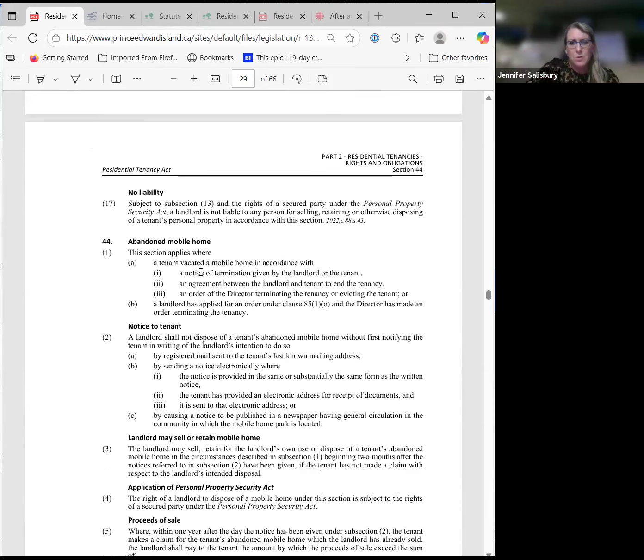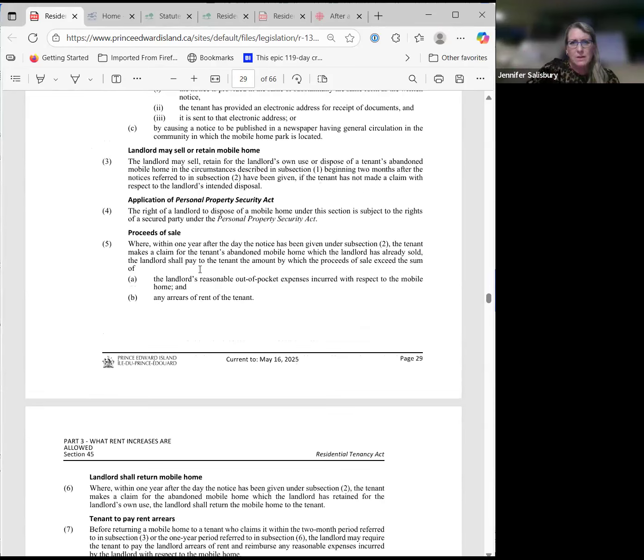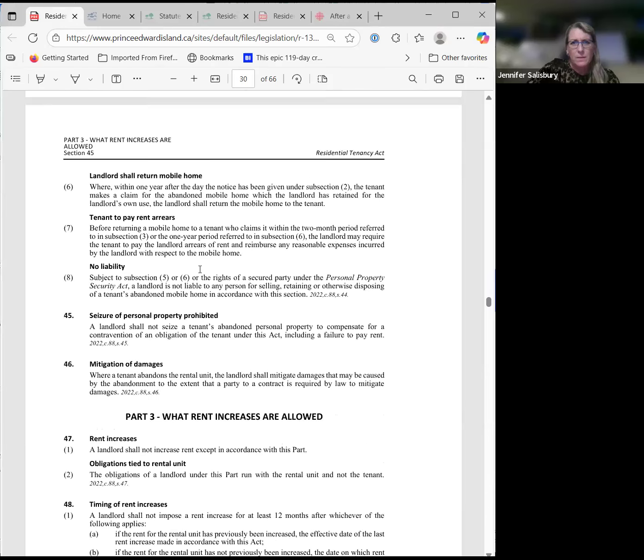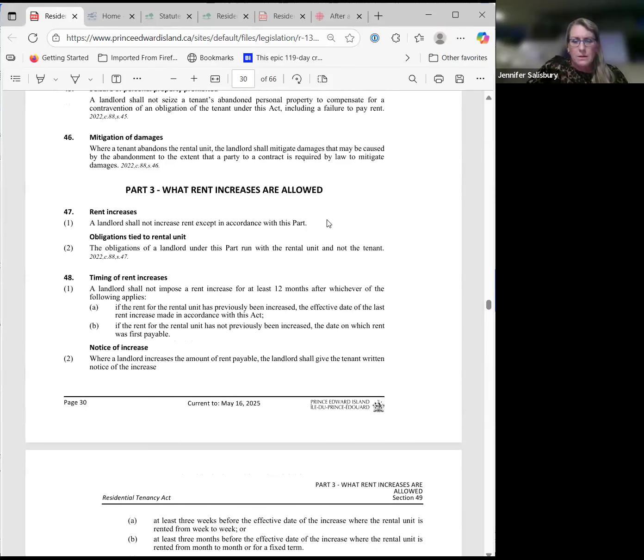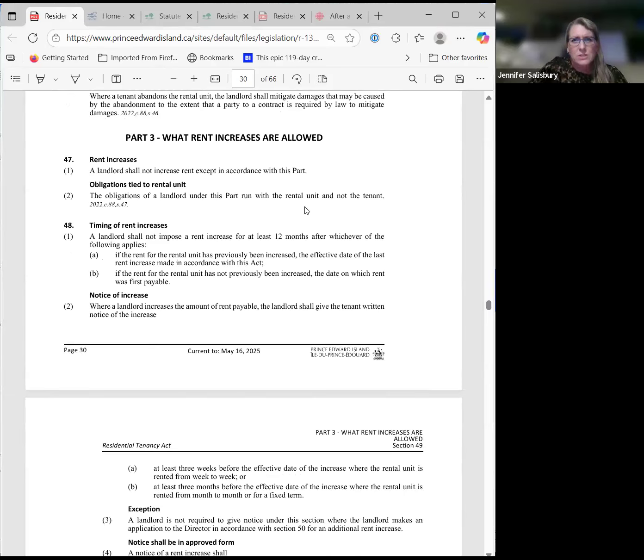Okay. Abandoned mobile home, notice to tenant. Okay, we're going to keep going here. Let's see. Rent increases. Landlord shall not increase the rent except in accordance with this part. Obligations of the landlord under this part run with the rental unit and not the tenant. This is interesting.